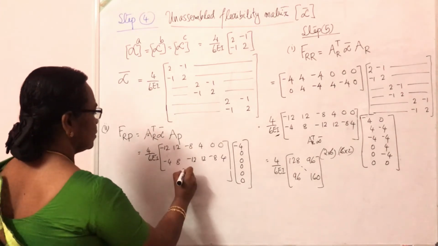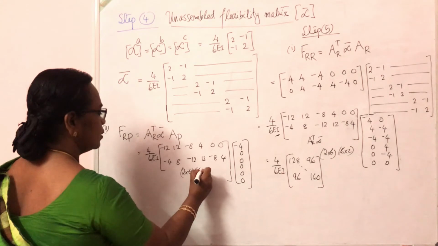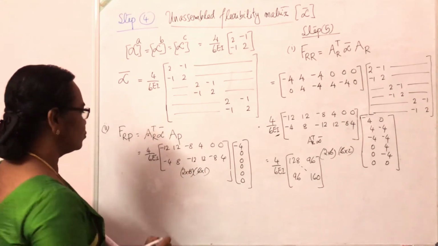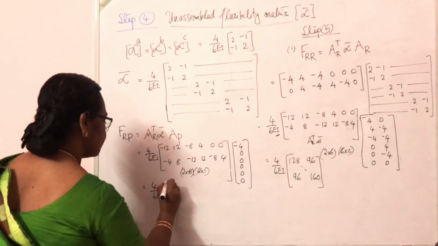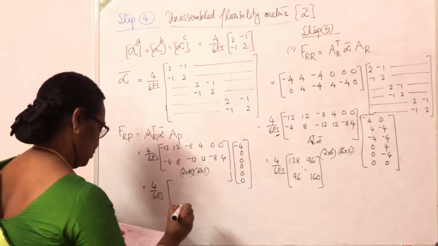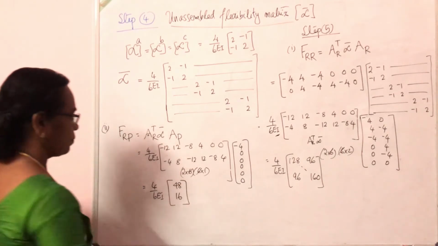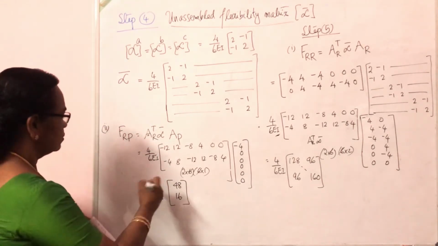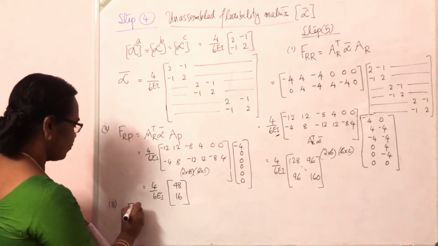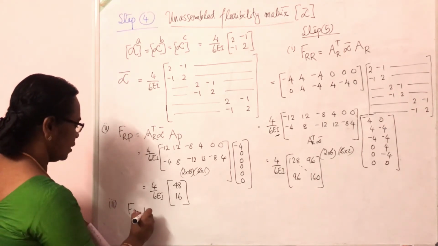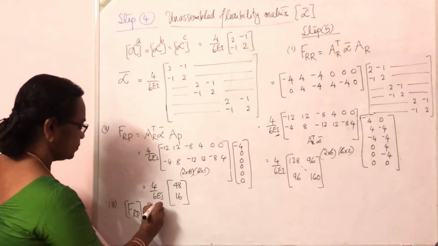So this is a 2 by 6. The other one is 6 by 1. So we are going to get the result as a 2 by 1 matrix. So it will be 4 by 6 EI, 48, 16. Then the next step is FRP into P, the load vector.